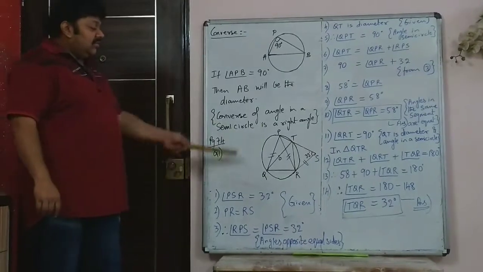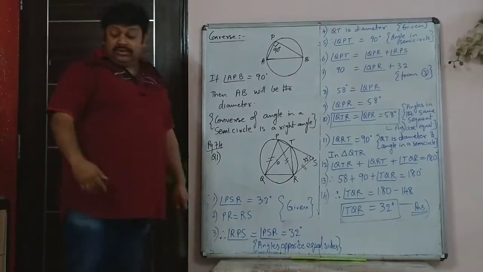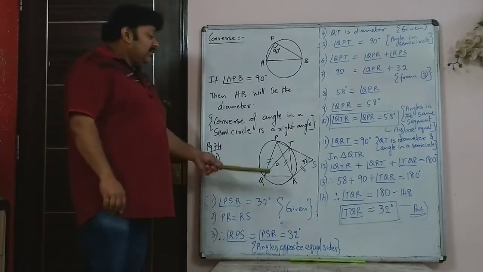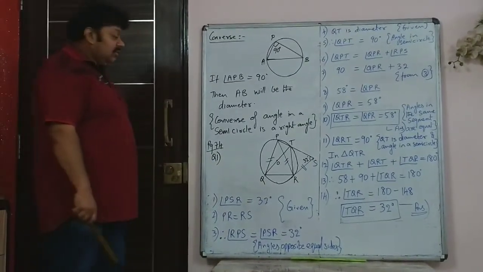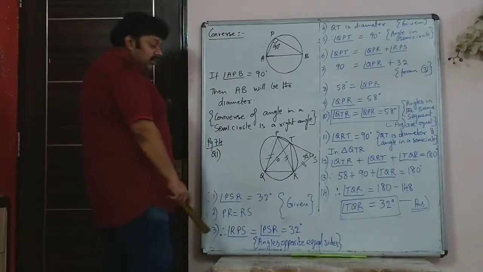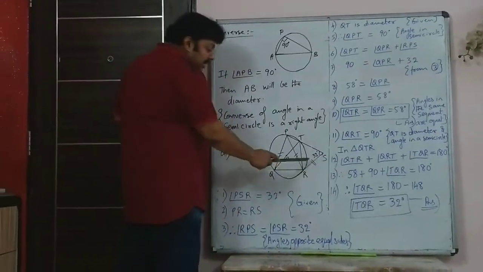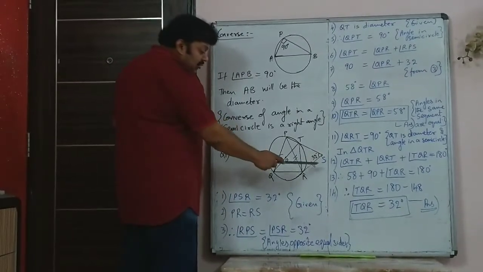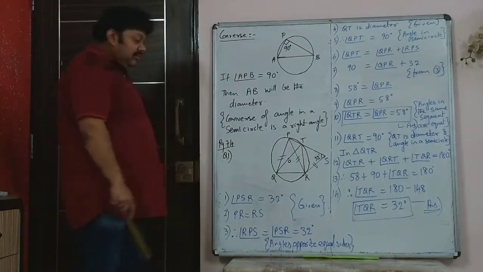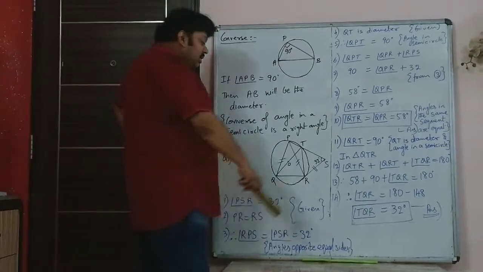The next question, this figure is given in the textbook. It's on page 74. So on page 74, question 1, we start with the sums. You are given angle PSR is 32 degrees and already in triangle PRS you have SR and PR are equal.